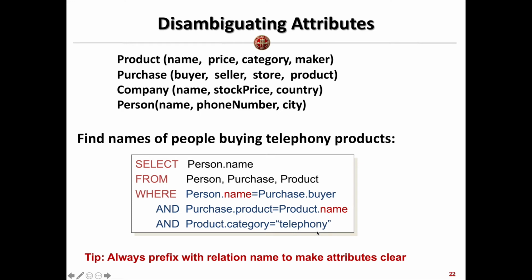So we have a tip here. Please always indicate the relation name to make sure it is clear which relation each attribute comes from. This is very important, as later we will have more complex queries. So please specify the relation name before the attributes.